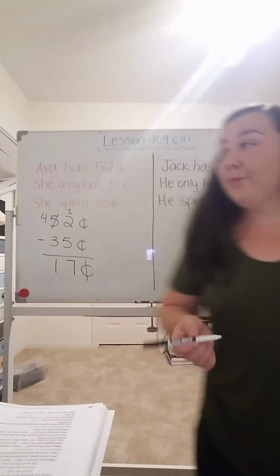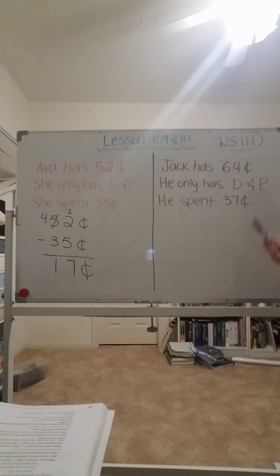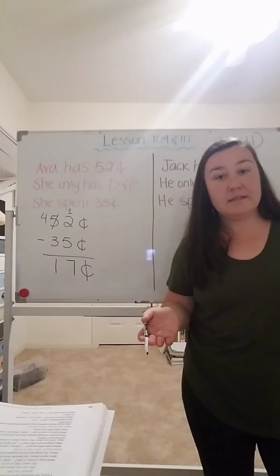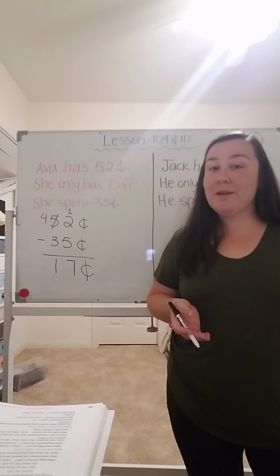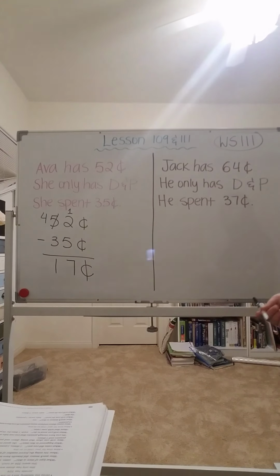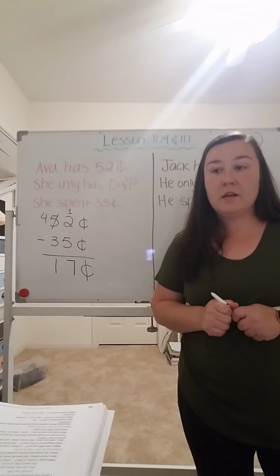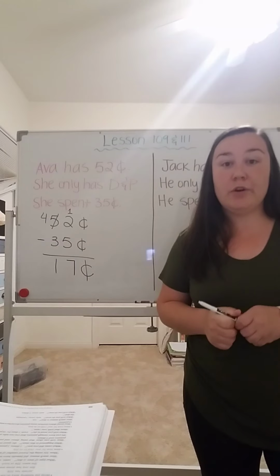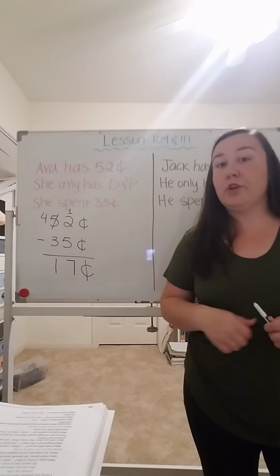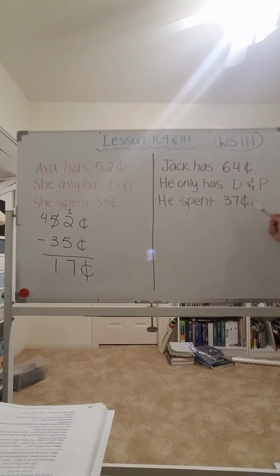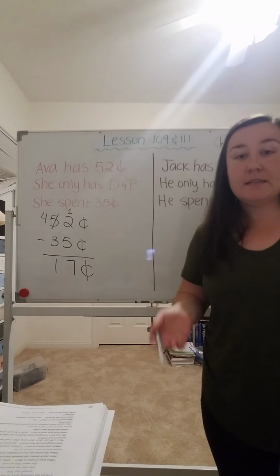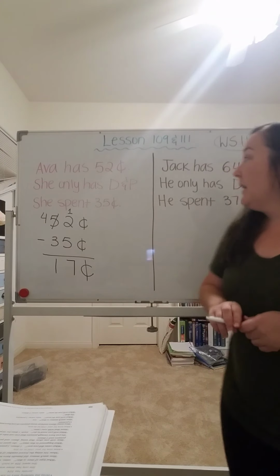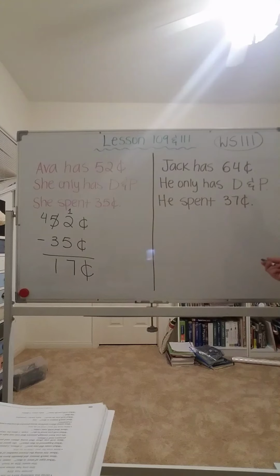All right, so now we have Jack. Jack has 64 cents. He only has dimes and pennies. He spent 37 cents. Well, first, what kind of problem is this? This is a some went away problem. So let's say Jack had 64 cents, and let's say he really wanted a donut in the morning. And so his mom told him, okay, you can go and buy your chocolate donut that you really like. So now Jack used 37 cents to buy his favorite chocolate donut. And so this is a some went away problem, which means that it's subtracting.